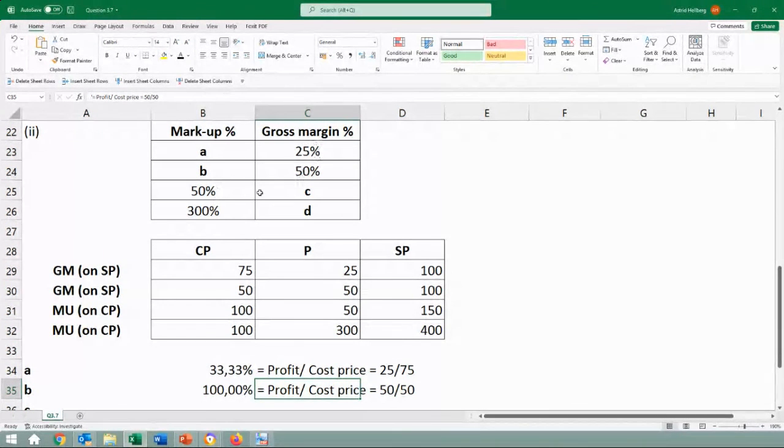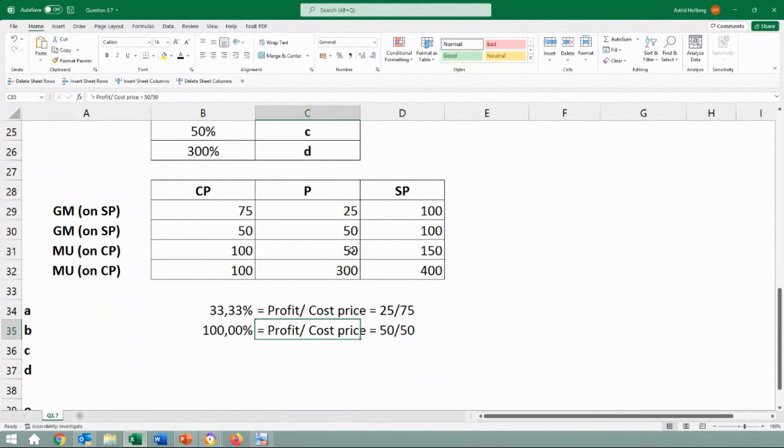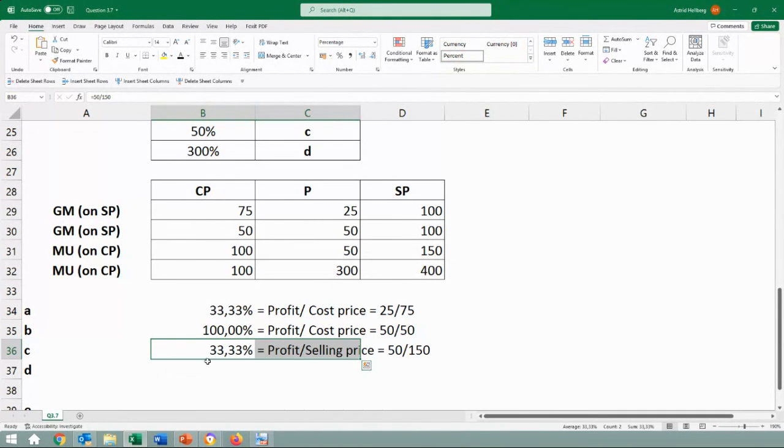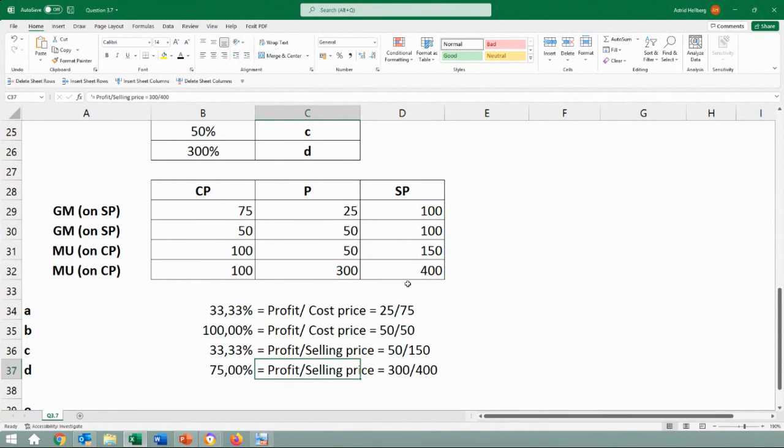Now, when we convert markup to gross margin, we know it's the profit on the sales price. So we take the profit and divide by the selling price to convert the markup percentage to a gross margin. We take the profit, which is 50, divide by the selling price, which is 150, and that gives us a gross margin percentage of 33%. For the second one, you take the 300, divide by the 400, and that gives you a gross margin of 75%. Okay, do you guys have any questions on this?